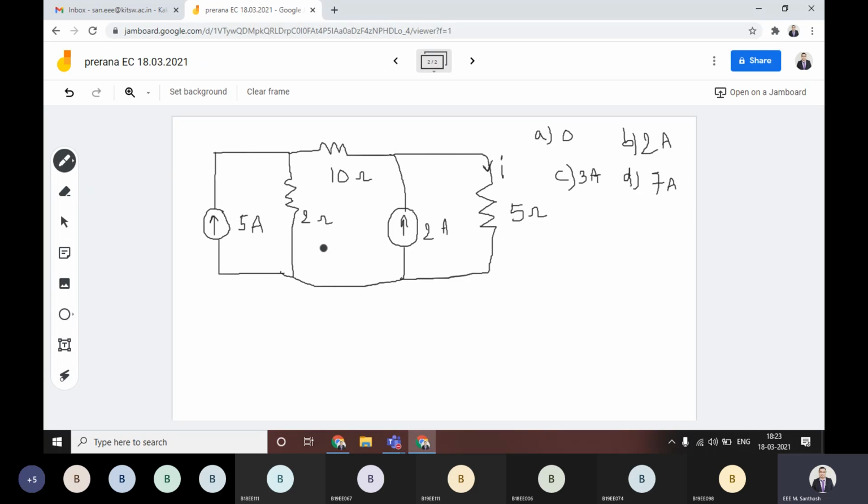How have you completed this problem? Can you tell us? Sir, current flows through the low resistance path. Okay, then 2 amperes flows through the 5 ohms. Not that way actually. You haven't calculated? No, sir. Okay. Sometimes your logic may be correct, but not every time. With solving this circuit also, you'll get 2 amperes only.